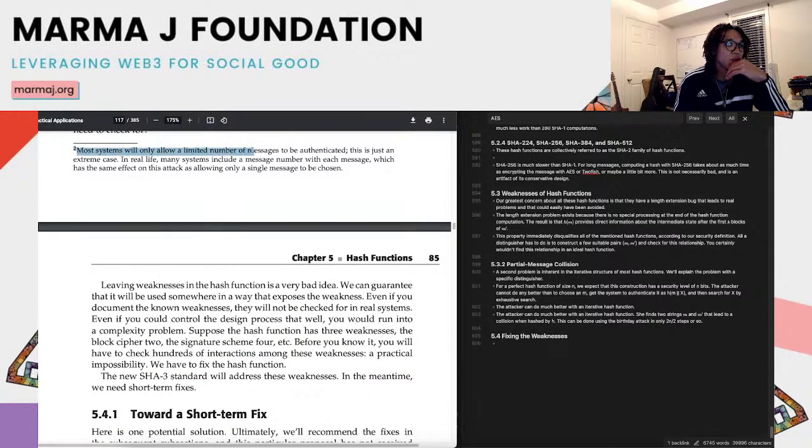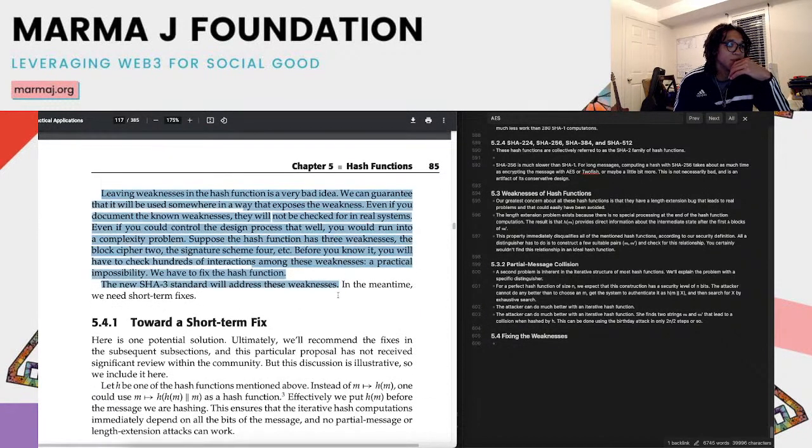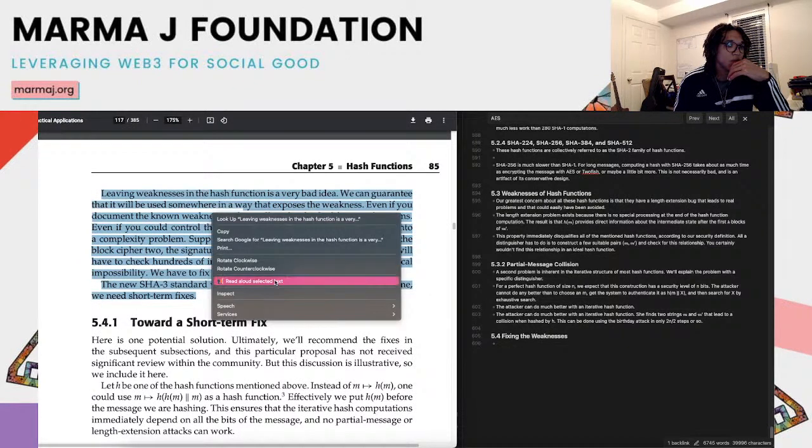Most systems only offer the message being authenticated. This is just an extreme case. In real life, many systems include a message number, which has the same effect as the attack only allowing single messages to be chosen. Okay. I'm just going to keep reading it.